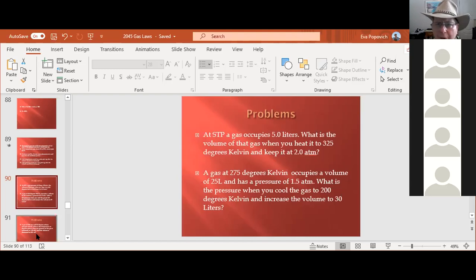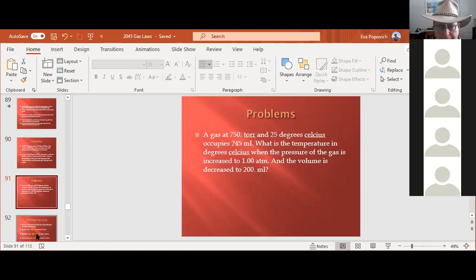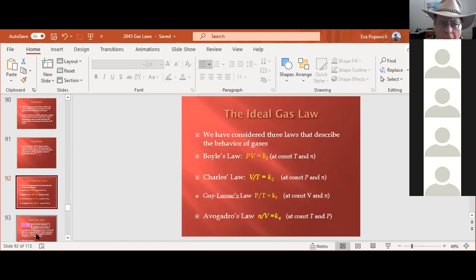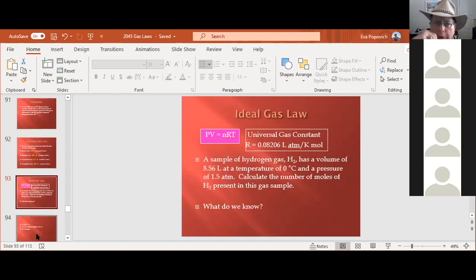273.15 Kelvin. Okay. So I got 5 liters, 1 atmosphere, 5 times 1 divided by 273 is equal to 2 times X divided by 325. All right. If you want to think about the ideal gas law in another way, we could think of it like Boyle's law, Charles's, Gay-Lussac's, and Avogadro's. If we mix them all up, then we get PV equals nRT.